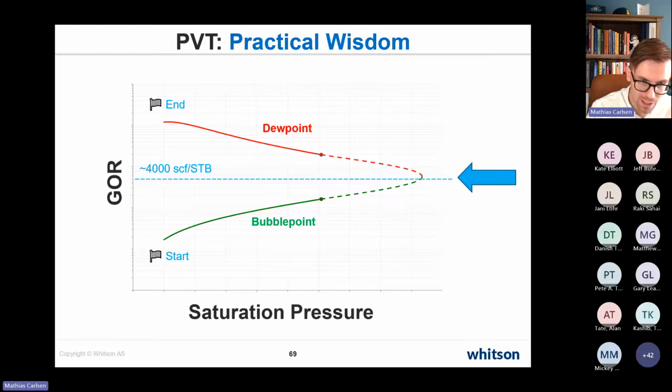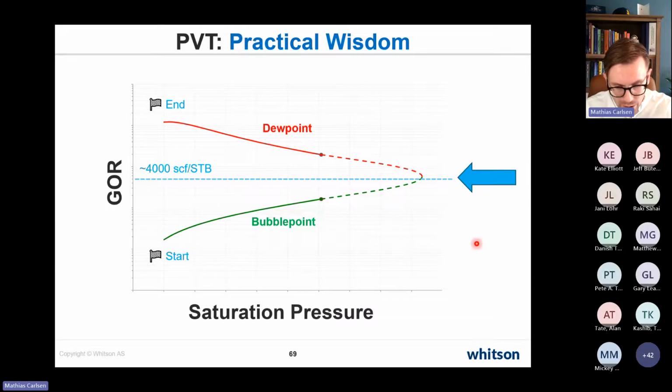Make sure that you find a stabilized producing GOR when you initialize the fluid. Make sure that you know the rule of thumb that this 4,000 scf per barrel mark is very important, because it gives you a gut feeling about how complicated the fluids you're dealing with in the reservoir are.